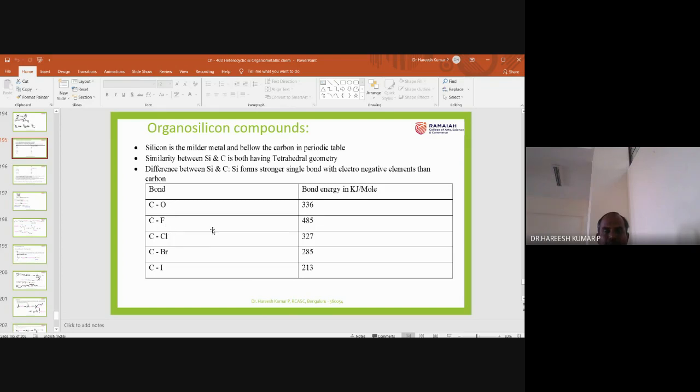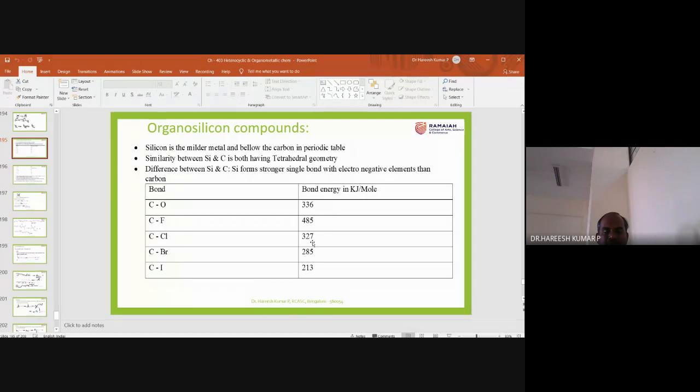Carbon and fluorine, it's around 485. Carbon and chlorine, around 327. Carbon and bromine, around 285. Carbon and iodine, around 213. So what does this indicate? It indicates that the bond between carbon and fluorine is very strong in this data. So with this, I will go to the next slide.